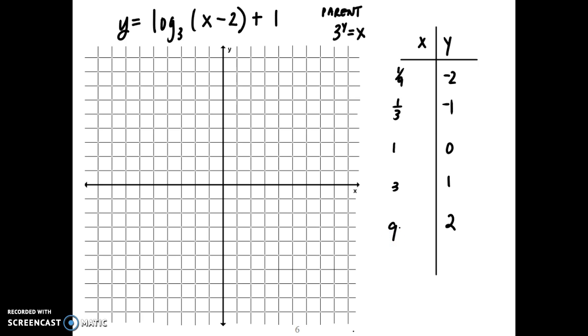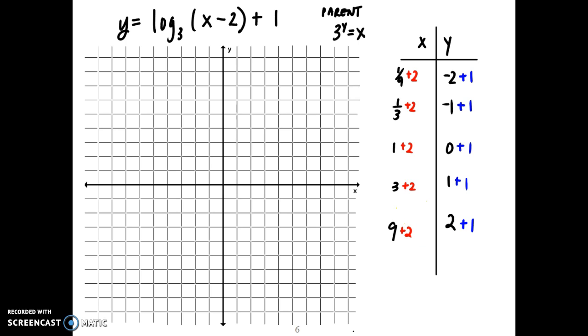I'm going to shift the graph up 1, so that's going to be adding 1 to the y values. Shifting up 1 affects y. And I'm also going to be shifting the graph to the right 2, which means I have to add 2 to every x value. Shifting to the right affects x. And I'm not going to use a calculator.